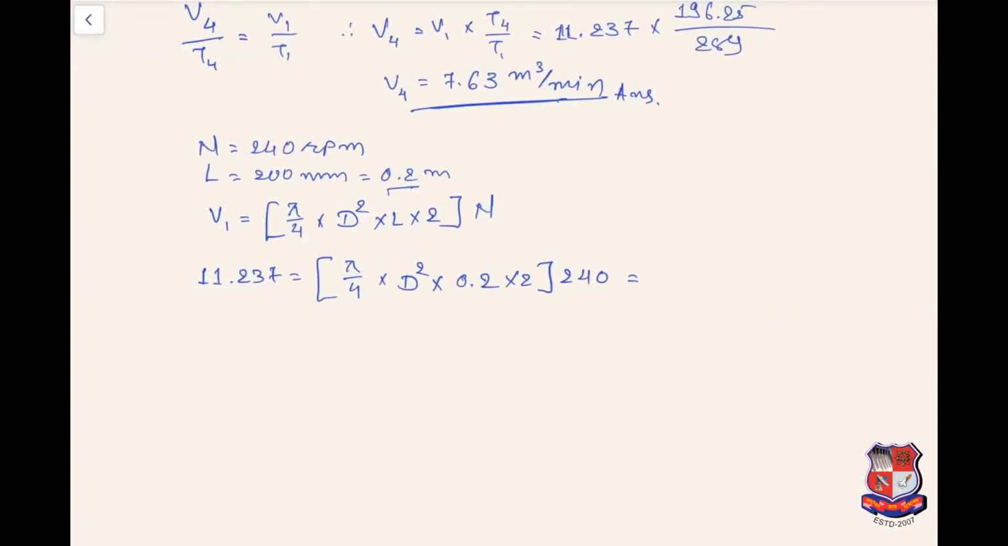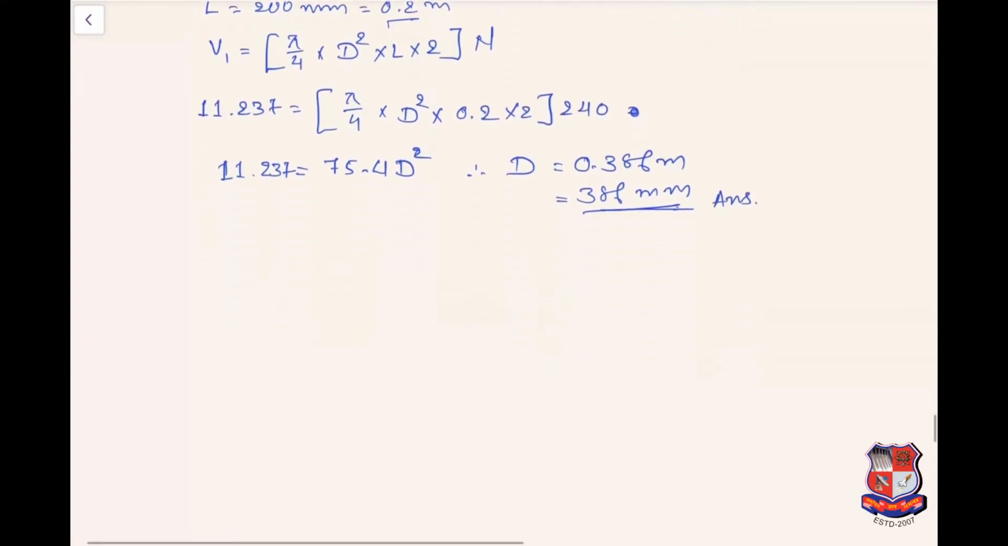So we are having 75.4 D square equal to the volume, therefore D can be found out as 0.386 meter or 386 mm. That is the compressor bore.